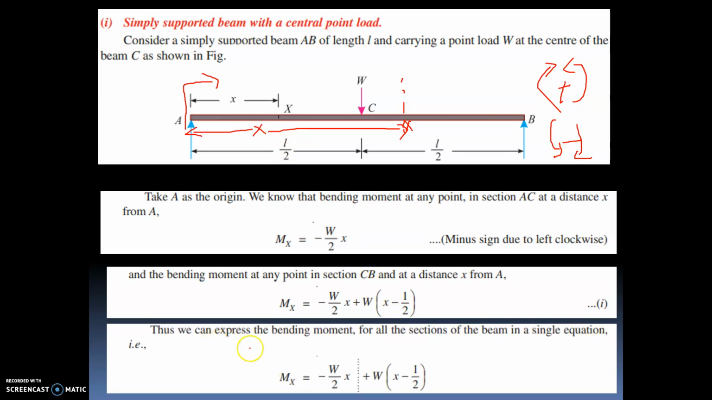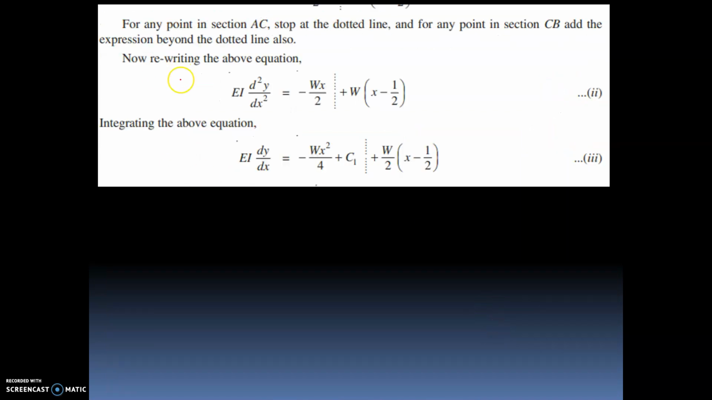Now thus we can express the bending moment for all the sections of the beam in a single equation. So Macaulay's method says the bending equation has to be written in a single equation. So now this equation becomes Mx equal to W by 2 X minus W into X minus L by 2. Okay, here they have considered a different sign convention. We'll consider this as plus and this as minus as per our sign convention. So now this is the bending equation. Now you have to differentiate this equation.